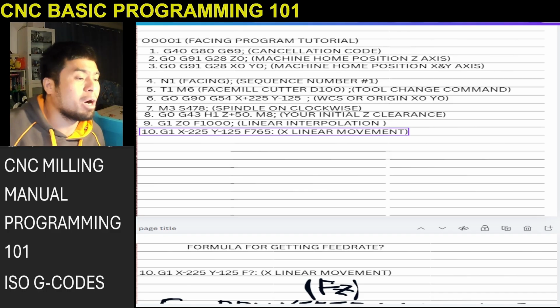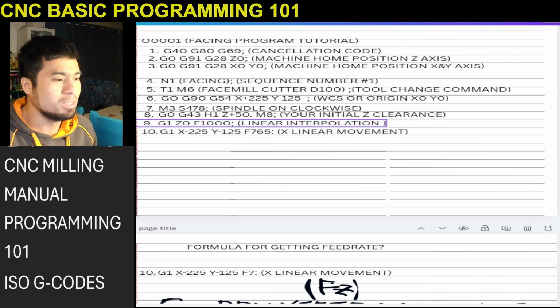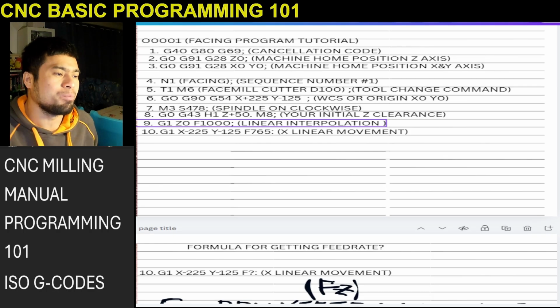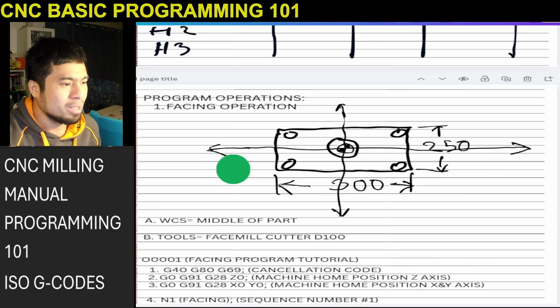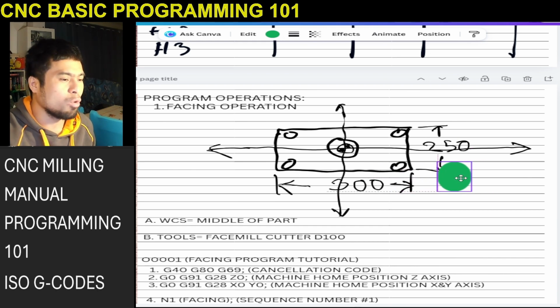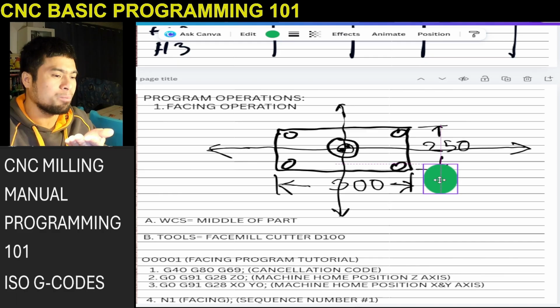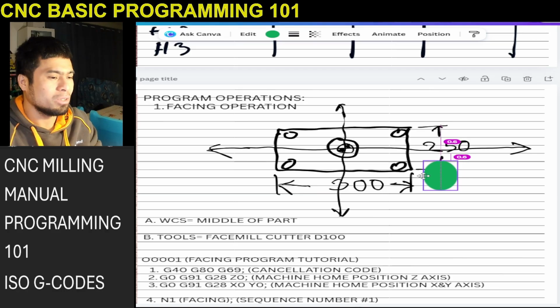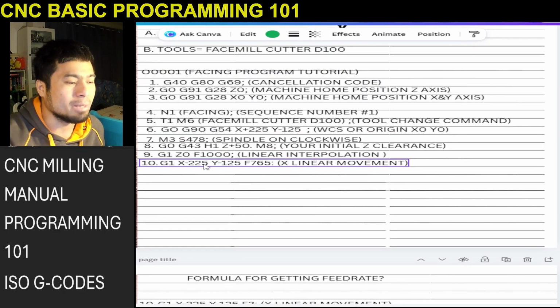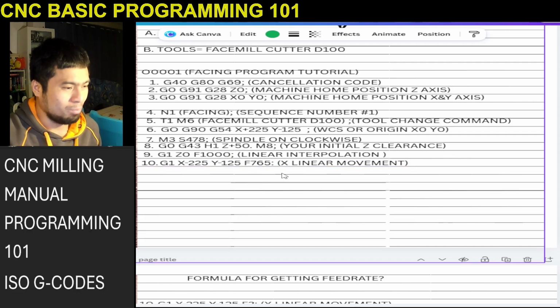So for the continuation of our program, from that Z0 feed 1000 to the Z0 origin, the next program, our tool is going from the right to the left. We are now facing operation, cutting the part from the right to here. The command is G1 X negative 225 Y negative 125 feed 65.